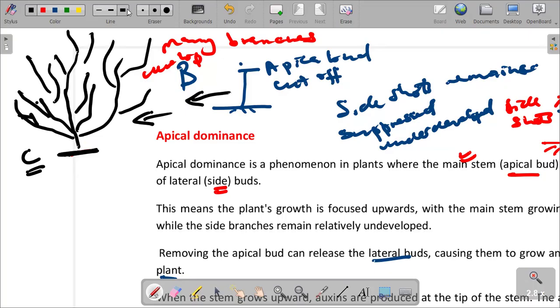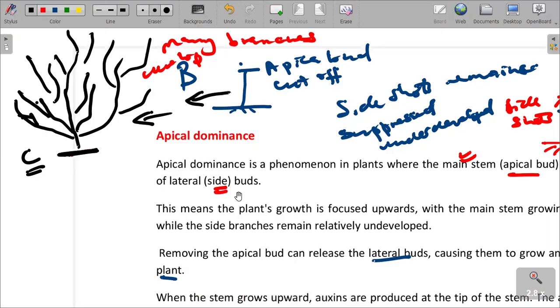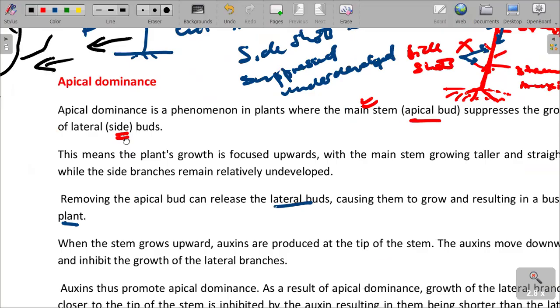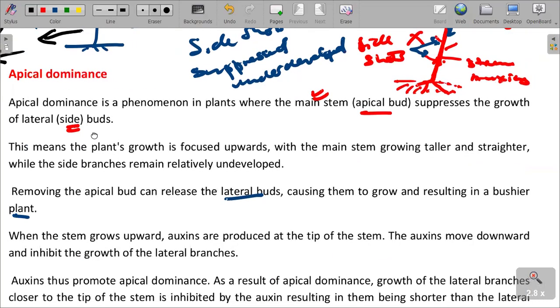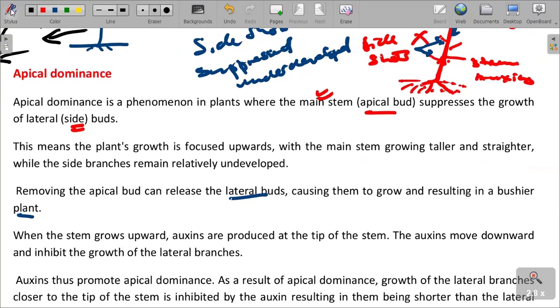So that is what is happening with regards to the concept of the apical bud that we are talking about. Removing the apical bud actually causes the plant to develop many stems, and then it can become bushier. I'm sure that is what you can see in the previous diagram that I just showed you here.